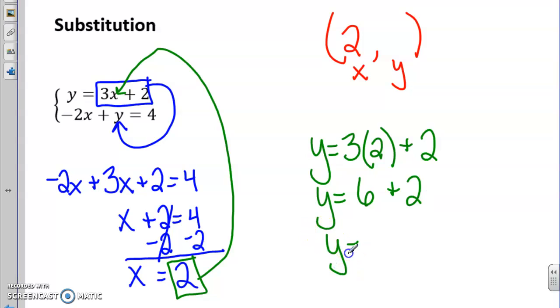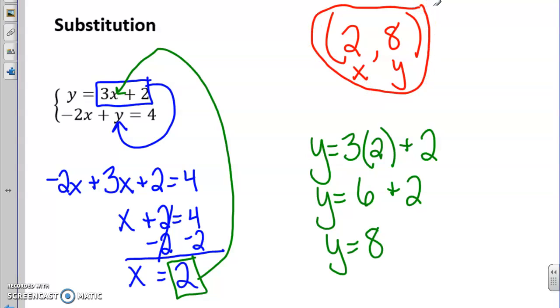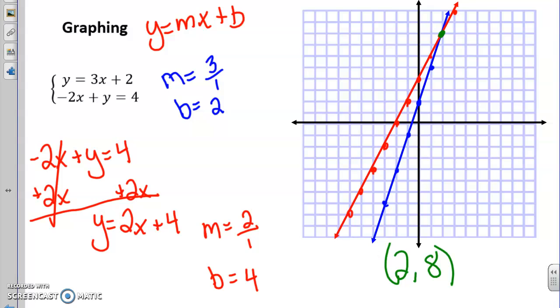And then 6 plus 2 gets me 8. So you have now finished your coordinate. So your solution is (2, 8). And again, if you'll notice, you have a solution at the bottom of your paper, parentheses with a comma. And it's the exact same answer that we just got on graphing. It should be, because you just solved the same equation.